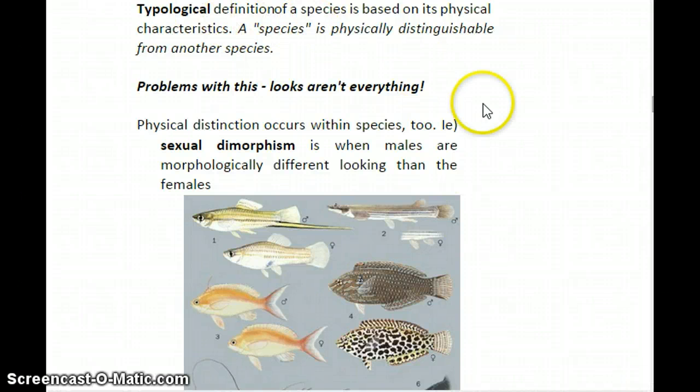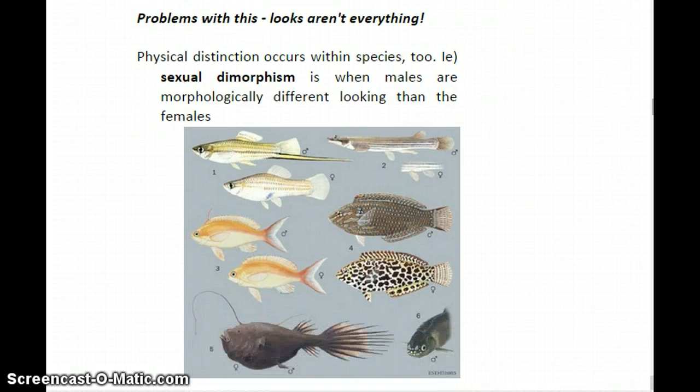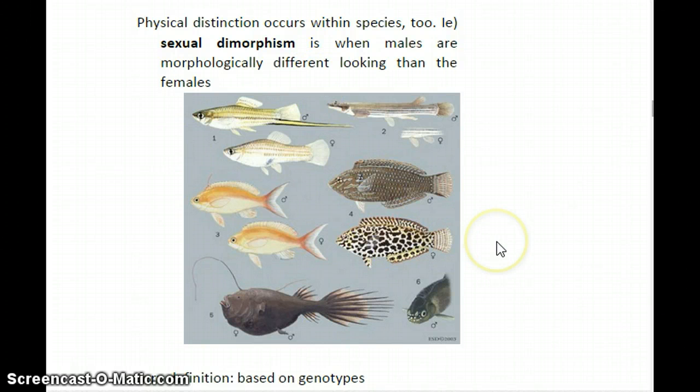There's the typological definition. It's basically what is a species just based on what it looks like. And of course, there's obvious problems with this. Looks aren't everything. One example of that is a concept called sexual dimorphism. That's where males and females morphologically look very different. They don't look the same. In these fish examples, here's a female anglerfish. If you can believe this, the male is this little tiny thing down here attached to her. That is the male, and this is the female. So if you looked at them, you would not think they're the same species. So looks alone can be deceiving.